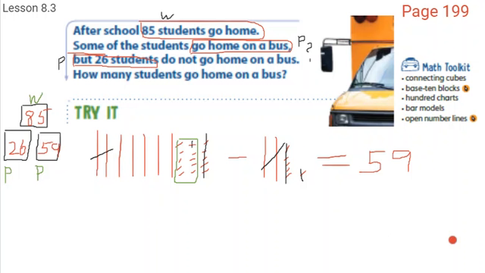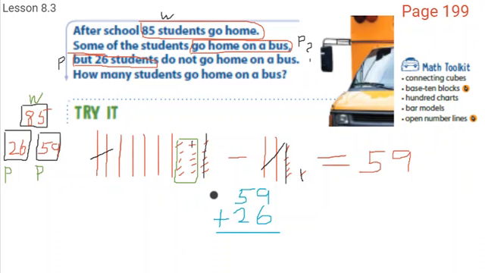Now, part of the standard is to verify the answer to a subtraction problem by using addition. How do you do that, Mr. Woods? Well, let's start over here. I have these 2 numbers. Do these 2 numbers add up to make 85? So 59 and 26.